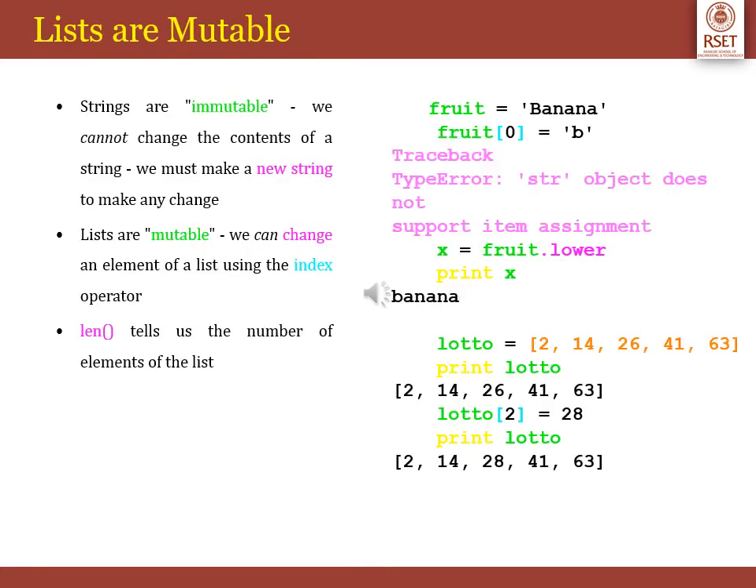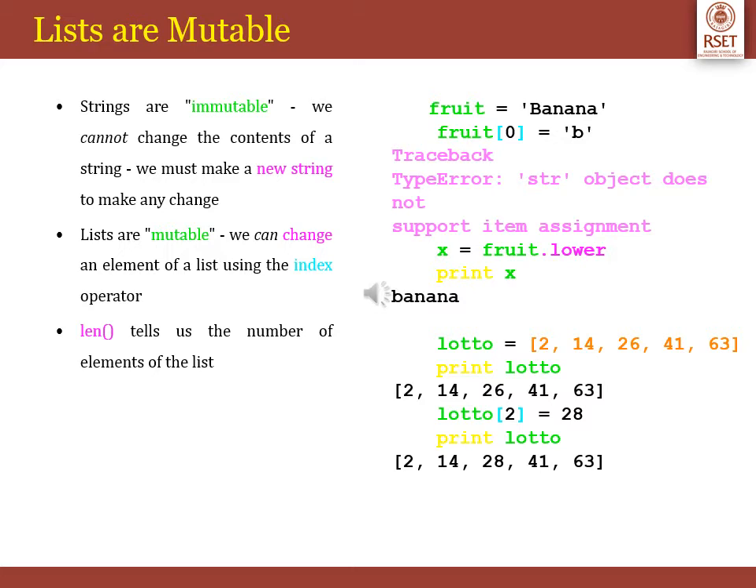Important property of the list is they are mutable. That is, we can change an element of a list using the index operator. Whereas in strings they are immutable. We cannot change the contents of a string. In the given example, fruit is a string, and when I am trying to change the first character of the string, it gives me an error.